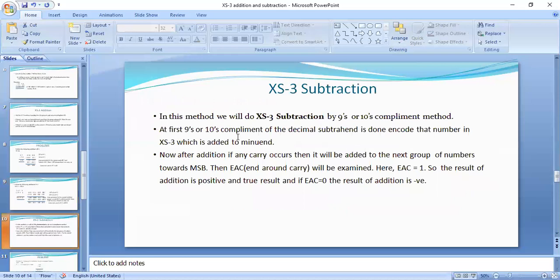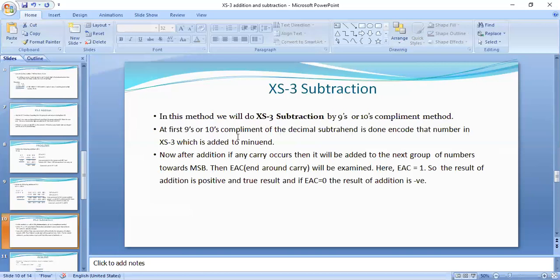Okay, and next one is excess3 subtraction. Here we can perform the excess3 subtraction by using direct rules, or we can perform it by using the complements method also. Here I'm going to explain excess3 subtraction using the 9s and 10s complement procedure.